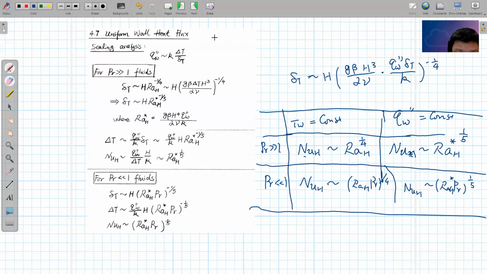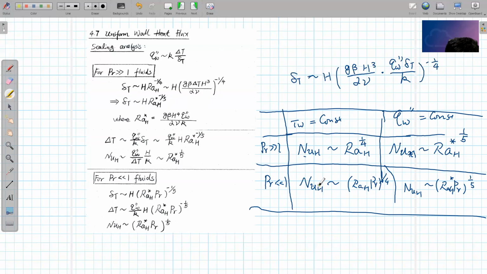Yeah, for the T wall constant case, the Nusselt number H on the bottom row for Prandtl smaller than 1, is that just 1/4 or negative 1/4? You mean which one? Sorry, I lost what you're saying. So you mean in the table? Yeah, this is T wall equal to constant. The bottom row in that column, is that a negative 1/4 or just normal?